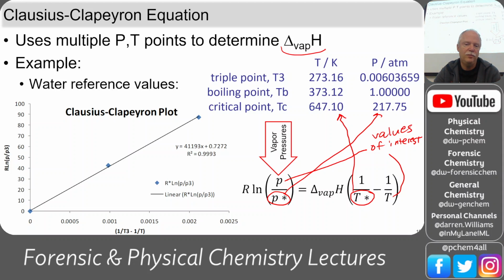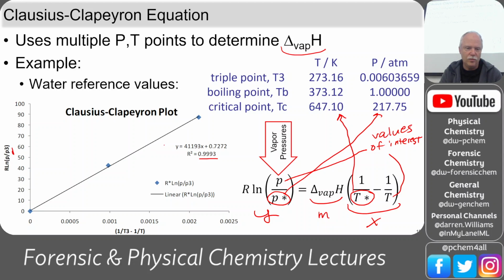This is the plot. So if we plotted, this looks like a linear equation. So this is Y, this is M, and this is X. So if we plotted R times the natural log of P over P3, we're using the triple point here, and 1 over the triple point temperature minus 1 over T on the x-axis, we get this nice linear equation. Now this is a fantastic fit. That tells you this equation is really good because it goes from 273 Kelvin down here.